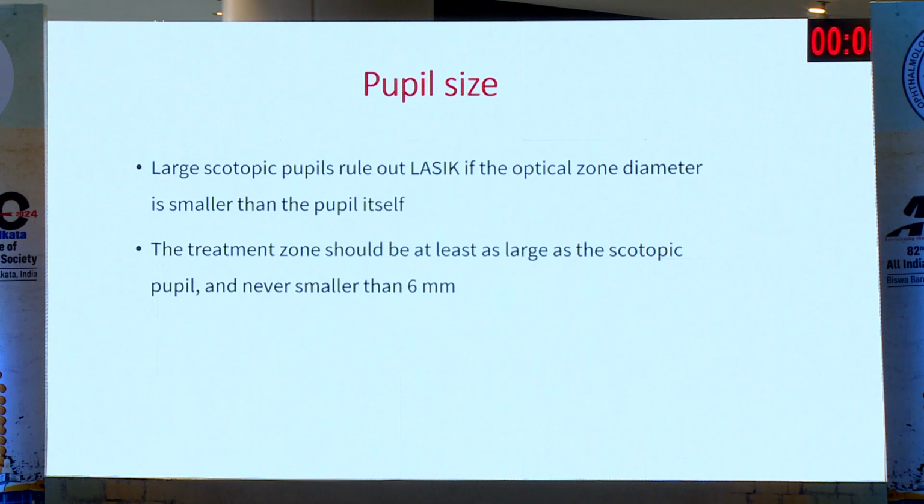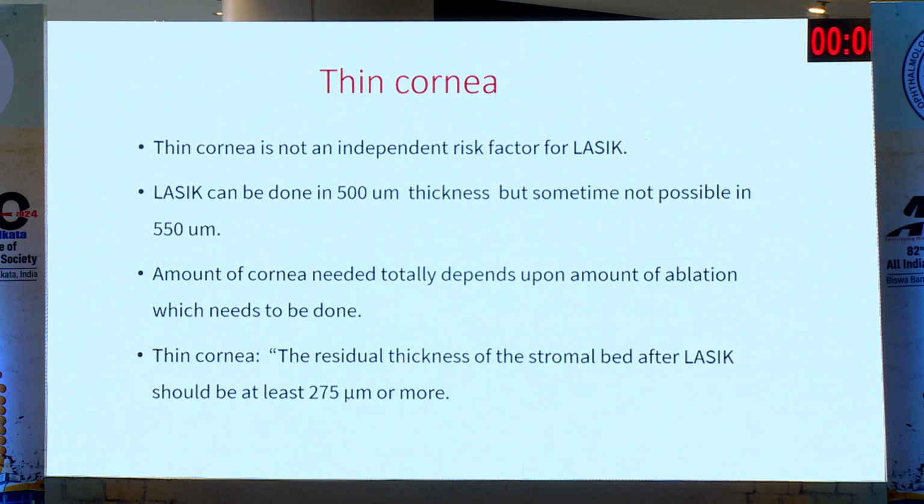Pupil size is another factor which determines the functional outcome of these procedures. The patient will get 6/6, but he will keep complaining about glare and halos. So with a large scotopic pupil, rule out LASIK if the optical zone diameter is smaller than the pupil itself. The treatment zone should be at least as large as the scotopic pupil and never smaller than 6 millimeter. Again, thin cornea is not an independent risk factor, but if some patient has a thin or borderline cornea but the correction needed is very high, we should avoid those procedures.